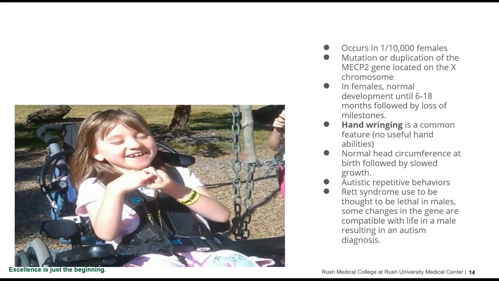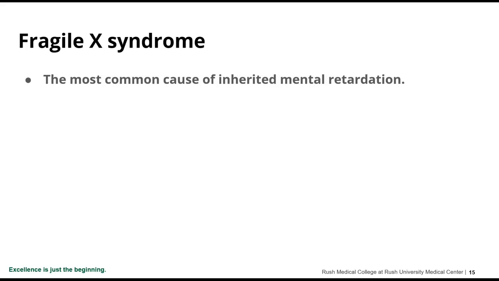Autism with repetitive behaviors. Rett syndrome used to be thought to be lethal in males, but as we've done more and more gene studies, some milder mutations, I guess you would call it, can result in survival of a male with very, very severe cognitive delay. So historically, it was only seen in females because they have two X's, but milder mutations of this gene can be seen in males.